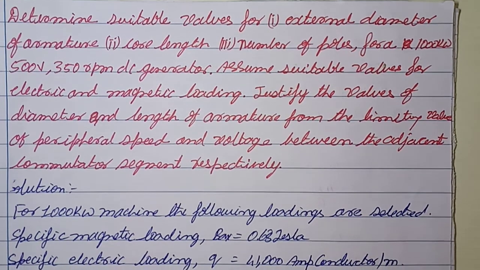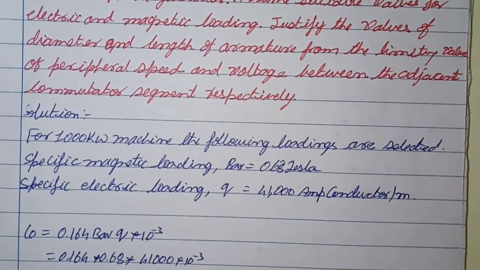Okay, so solution. For the 1000 kilowatt machine, the magnetic loading, that is B_av, is 0.68 Tesla, and the specific electric loading q is 41,000 ampere conductors per meter. We got this by seeing the table that we have shown in the theory part, which gives the values for the specific rating of the machine.